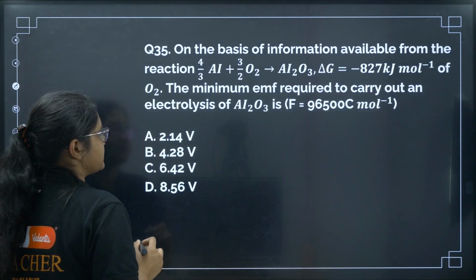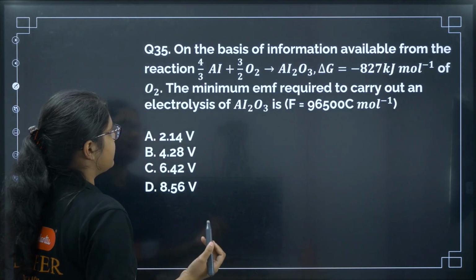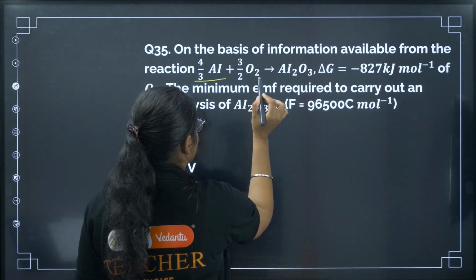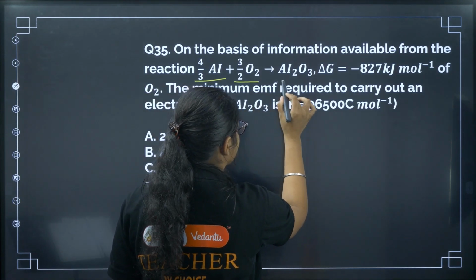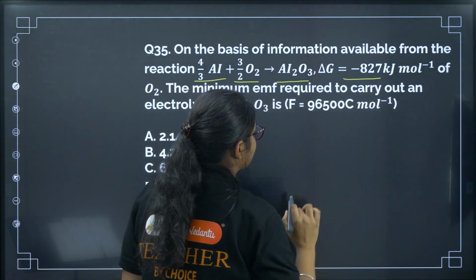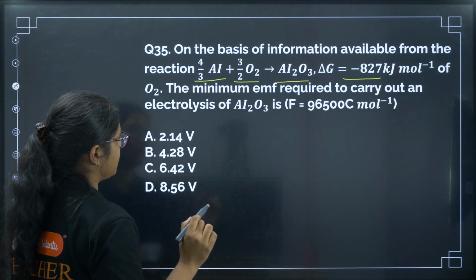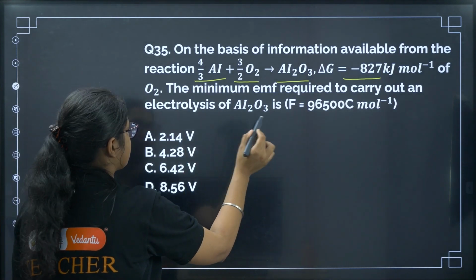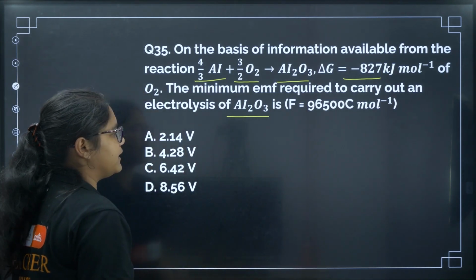Now let us see the next question. On the basis of information available from the reaction, 4/3 Al plus 3/2 O2 gives Al2O3, delta G is minus 827 kilojoule per mole. The minimum EMF required to carry out the electrolysis of Al2O3.